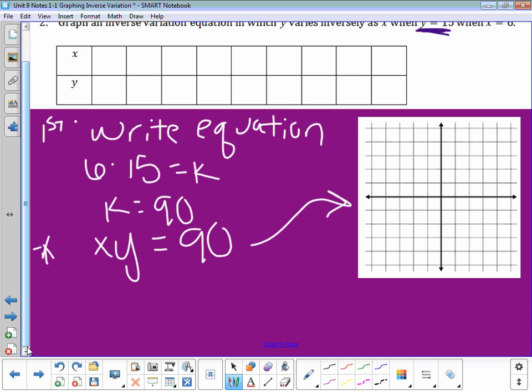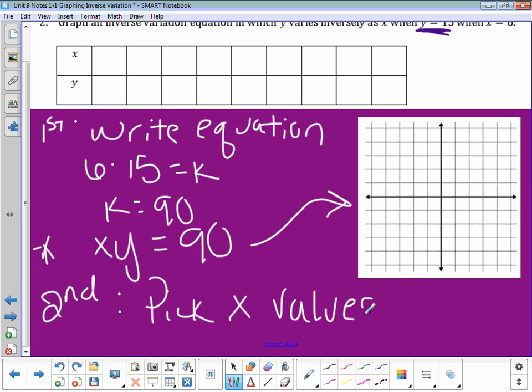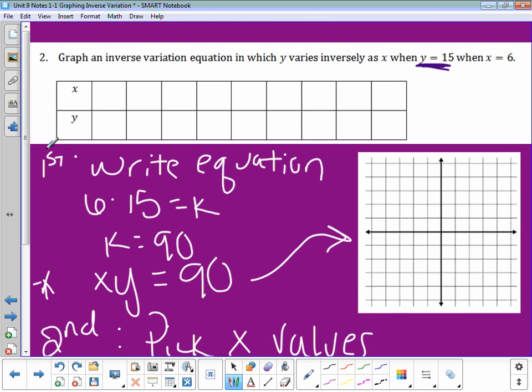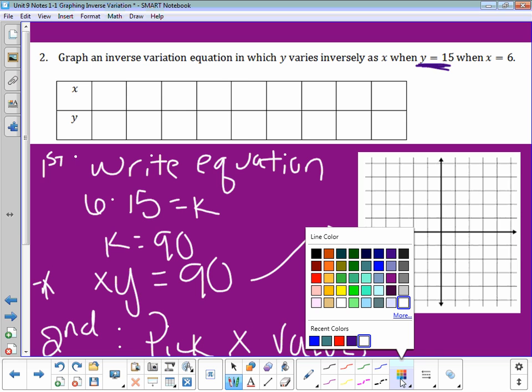Okay, so next, your second step is to pick x values. We want to pick good x values, specifically x values that divide 90 evenly, because I don't like decimals, they're icky. I like nice numbers. So let's take a look at things that divide 90. I'm going to do multiples of 3.